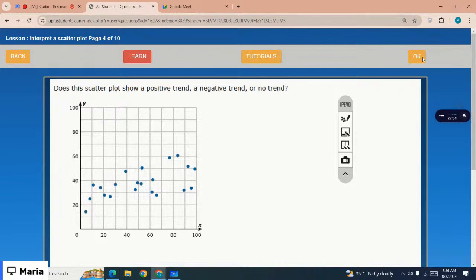Does the scatter plot show a positive trend, a negative trend, or no trend? So which is the correct option? Yes, positive trend it is. The correct option is positive.